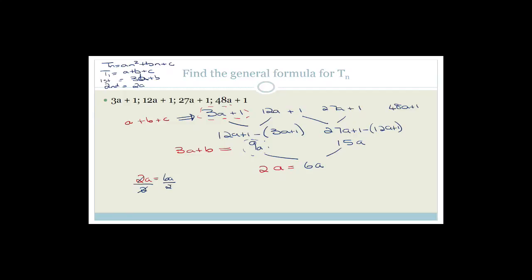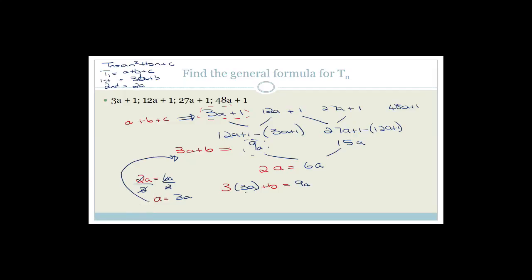So this cancels this and this becomes 3. So we've got that little a is equal to 3a. Little a is equal to 3a. Now we're going to use this and substitute that into this equation. So wherever we see a red a, we need to write 3a. So we're going to go, right, let's do this. We're going to go 3 times by 3a, plus b is equal to 9a.